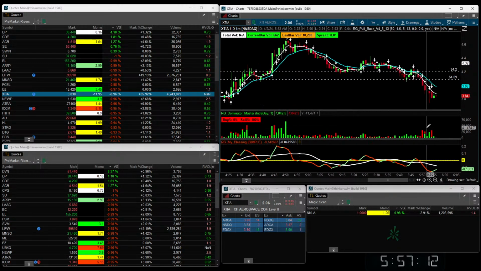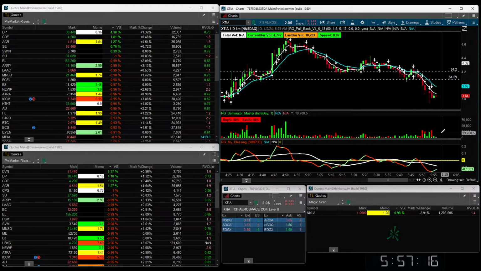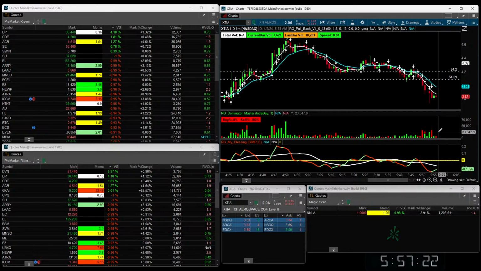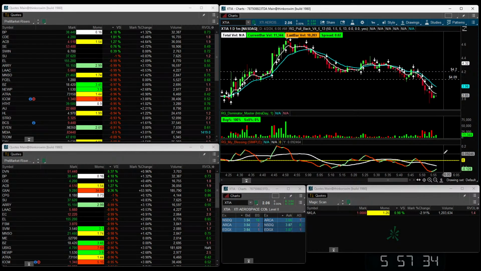This is our dominator indicator. It's a volume indicator, and it's watching for buyers and sellers. It's not really buyers and sellers. It's positive volume and negative volume. So we like to see a long, tall green bar as the buyers are coming in and the price is rising. Once we start seeing red bars come in, it's an indication to get out.